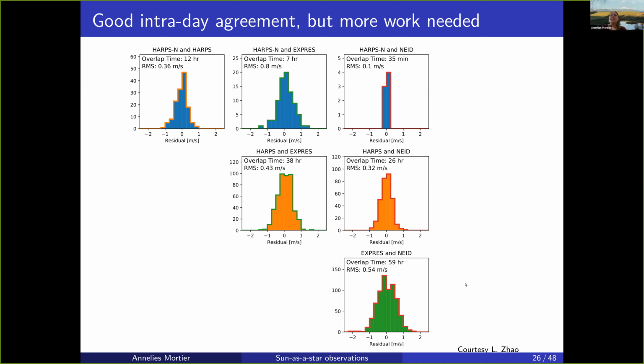What you can see is that we stay well below 0.8 meters per second, and often below 0.5 meters per second, of RMS left in our residual. So again, that is confirmation that our instruments are indeed stable. That is within a day, that is.